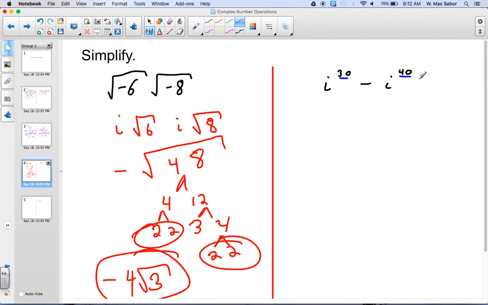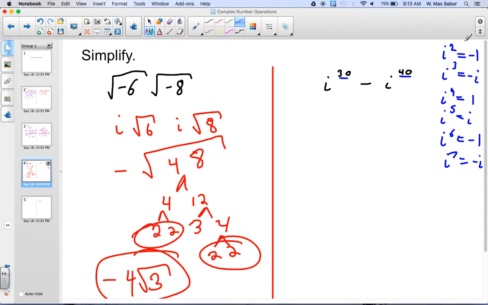Here, I gave you very large exponents. You should know your i rules, that i squared is negative 1. Let me write that out. i squared is negative 1. So if that's the case, i cubed is negative i, and i to the 4th is 1. And then we can repeat the process. i to the 5th is i, i to the 6th is negative 1. i to the 7th is negative i. And this is because each time we're multiplying by i.